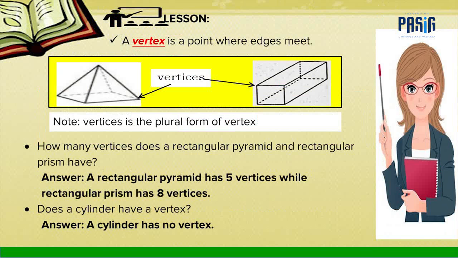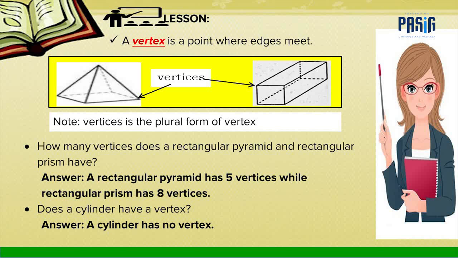A vertex is a point where edges meet. As you can see in our figure, how many vertices are there? Okay, we have 1, 2, 3, 4, and 5. For the rectangular pyramid, we have 5 vertices. How about in the rectangular prism? Note, vertices is the plural form of a vertex.